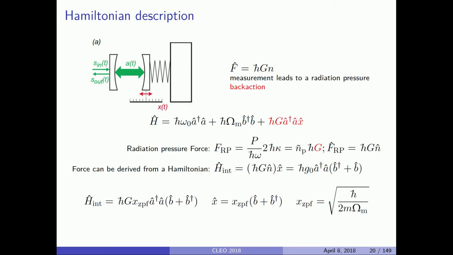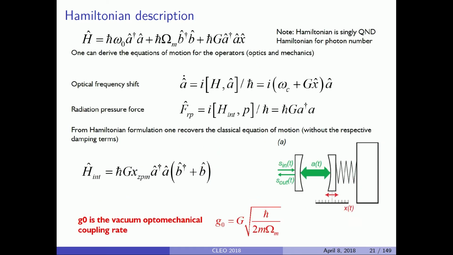This product is typically called G naught, the vacuum coupling strength. So G naught, this vacuum coupling strength, is the frequency pull parameter times the zero-point motion, and that's how you parameterize the strength of the interaction.